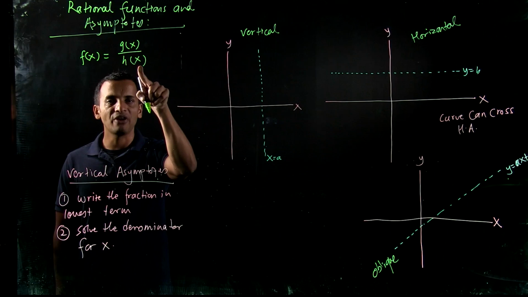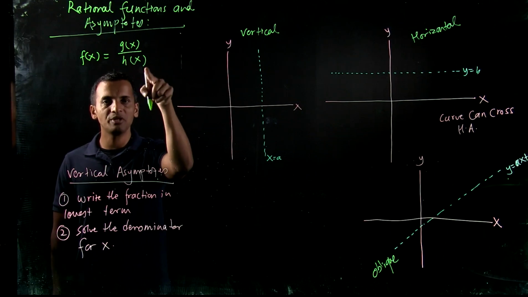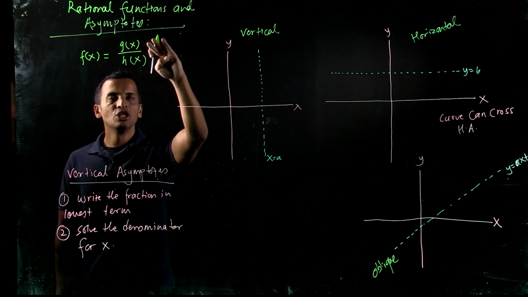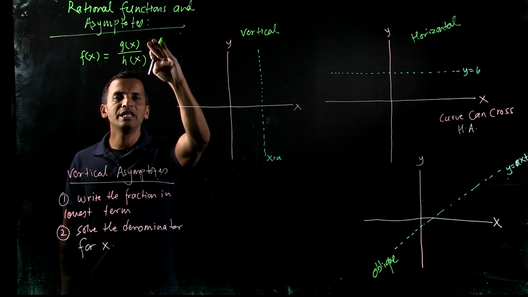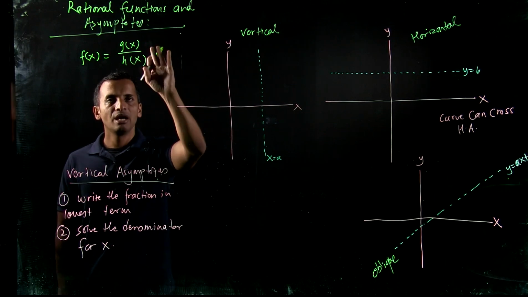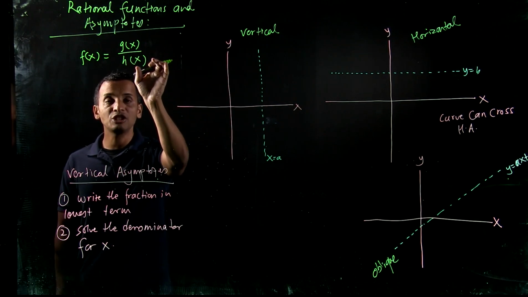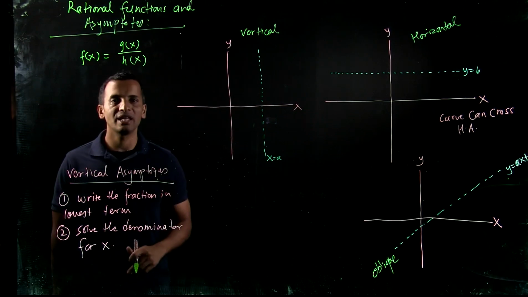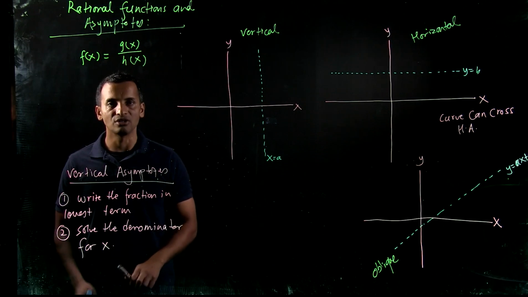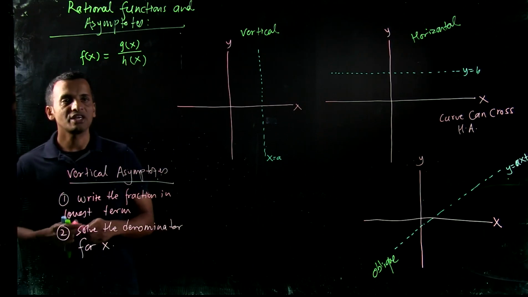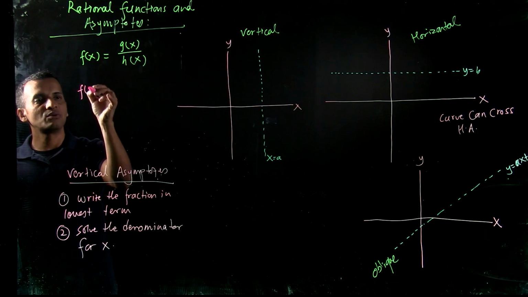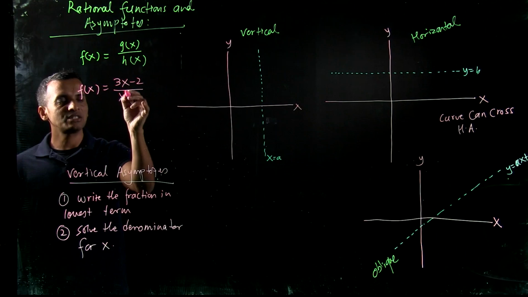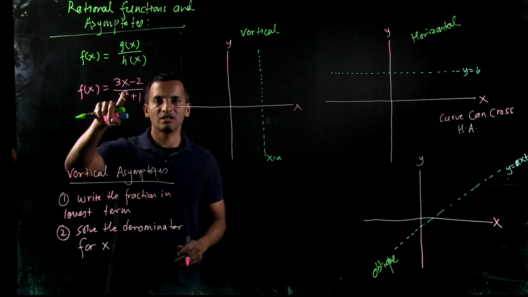If h of x is not 0, if the denominator is not 0, then this function is called a rational function. g of x can have any degree, and h of x can have any degree, but h of x is a non-zero function. In this case, we call the function a rational function. For an example, you can think of f of x equals 3x minus 2 over x squared plus 1. So this is a rational function.